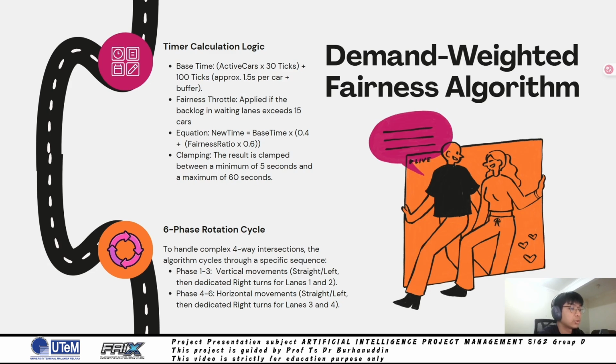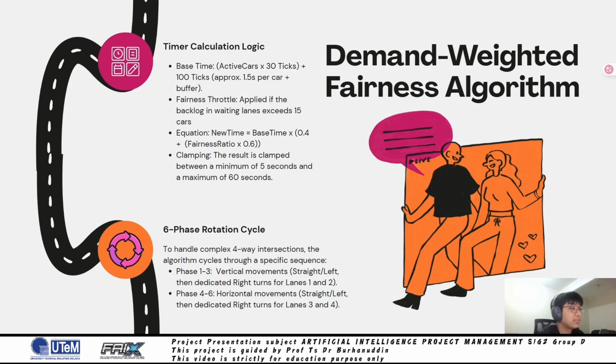The fairness product is a value exceeding 15 cars. A product is applied to prioritize that length. The final equation is: new time equals base time multiplied by 0.4 plus standard ratio multiplied by 0.6. The result is clamped between a minimum of 5 seconds and a maximum of 16 seconds to prevent extreme results.